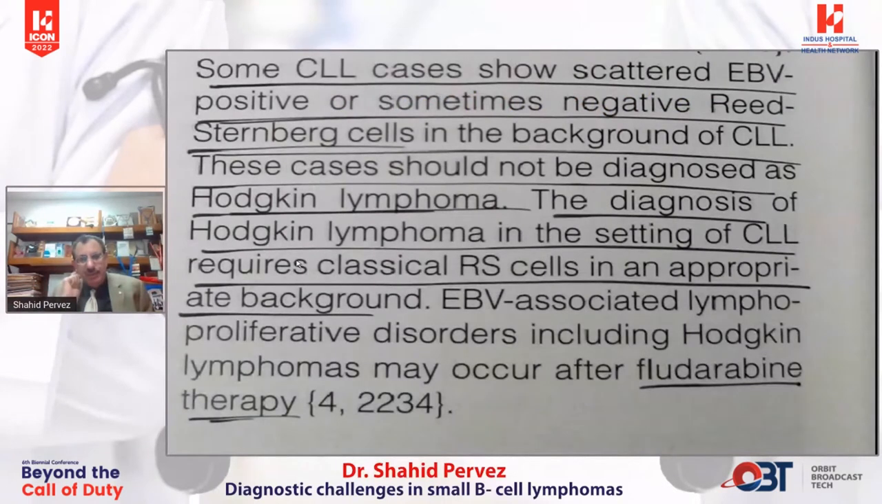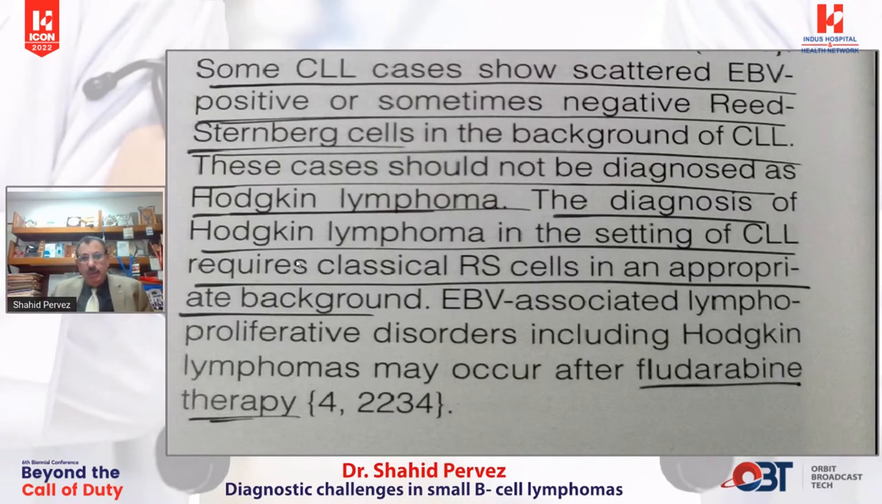So this I have taken from the WHO. It says in a paragraph at the end of SLL, that some CLL cases show scattered EBV positive, as in this case, or sometimes negative Reed-Sternberg cells in the background of CLL. These cases should not be diagnosed as Hodgkin's lymphoma. The diagnosis of Hodgkin's lymphoma in the setting of CLL requires classical Reed-Sternberg cells in an appropriate background. So that inflammatory typical background was absent here.